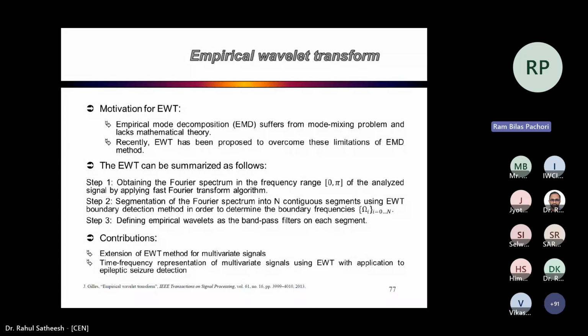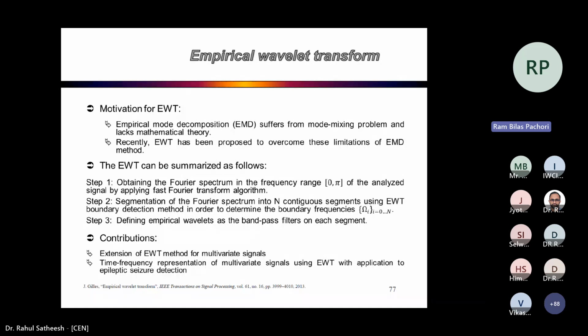The empirical wavelet transform has 3 steps. First, we obtain the Fourier spectrum in the frequency range 0 to pi of the EEG signal by applying the fast Fourier transform algorithm. Then we segment the Fourier spectrum into N contiguous segments using the empirical Fourier transform boundary detection method in order to determine the boundary frequencies. Once you know these boundaries, we design the empirical wavelets and use them as band pass filters on each segment to separate out the components. In that way we get the intrinsic mode functions, IMFs.